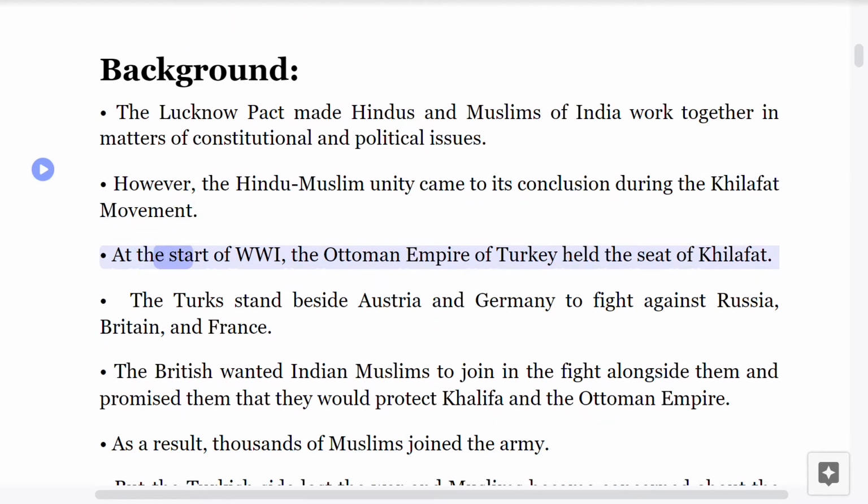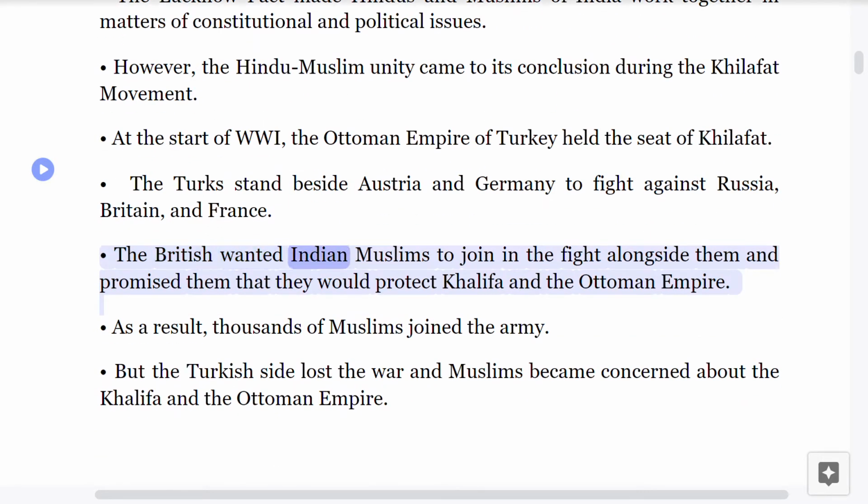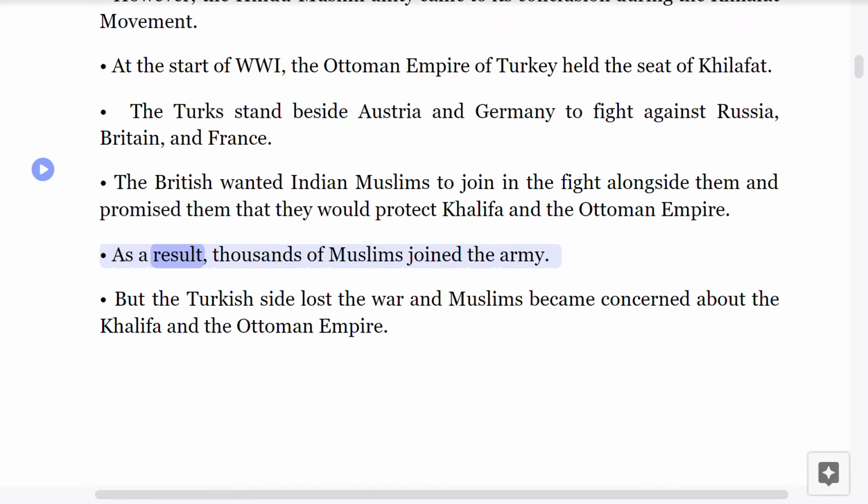At the start of World War I, the Ottoman Empire of Turkey held the seat of Khilafat. The Turks stood beside Austria and Germany to fight against Russia, Britain, and France. The British wanted Indian Muslims to join in the fight alongside them and promised them that they would protect the Khalifa and the Ottoman Empire. As a result, thousands of Muslims joined the army.